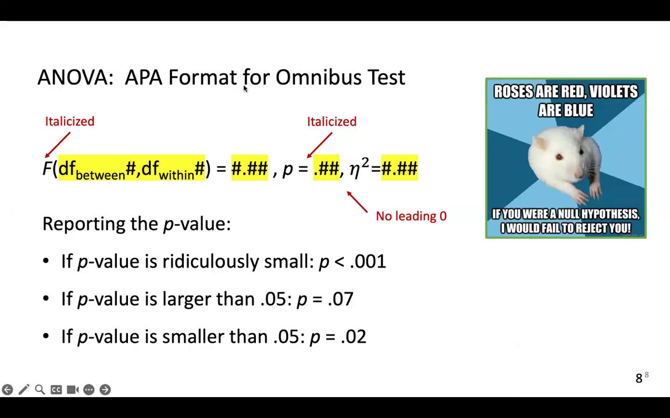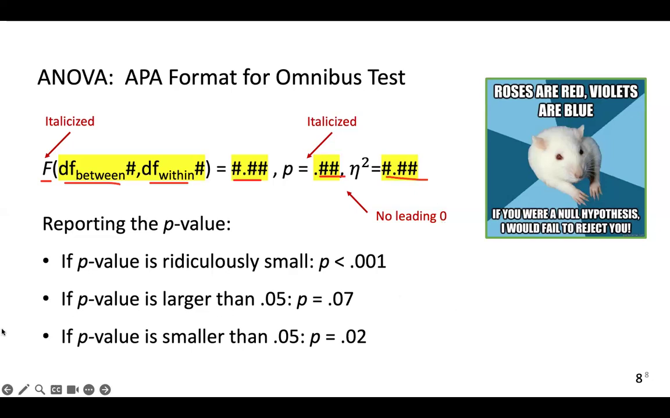You can see that we have the F statistic here, which is italicized, telling us what test was conducted. You'll report the degrees of freedom between, a comma, and then degrees of freedom within. You'll report the actual F statistic. You'll report the p and then the p value. And you'll report your effect size, which is the eta squared.